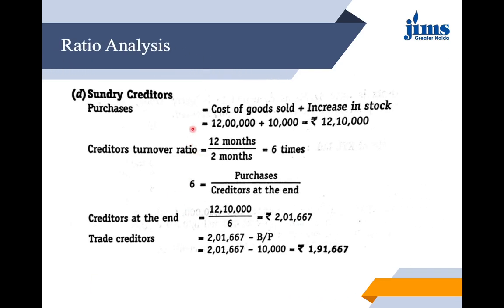Then we can calculate the sundry creditors using this equation, cost of goods sold plus increase in stock, where we do have the values. Then creditors turnover ratio, we can see actually creditors velocity is given as 2 months. So from there we can find out the creditors turnover ratio, that is 6 times, and the formula is purchases upon the creditors. So from here we can find out the creditors, and finally after subtracting bills payable we can find out the trade creditors from this.